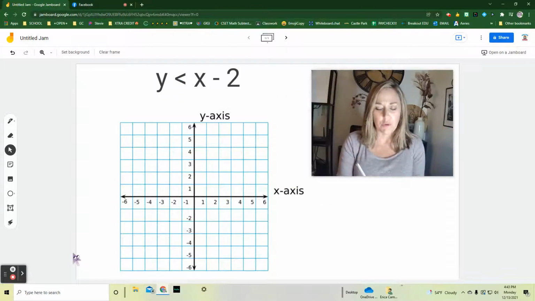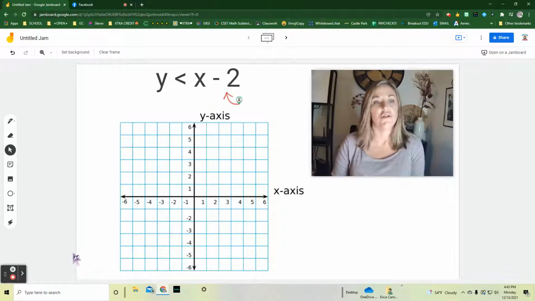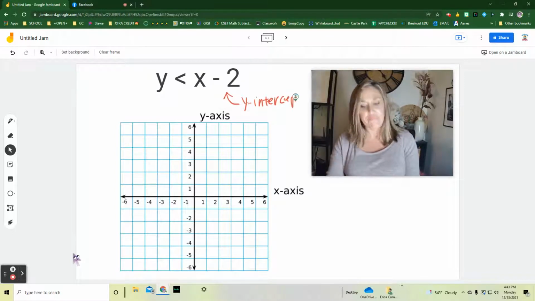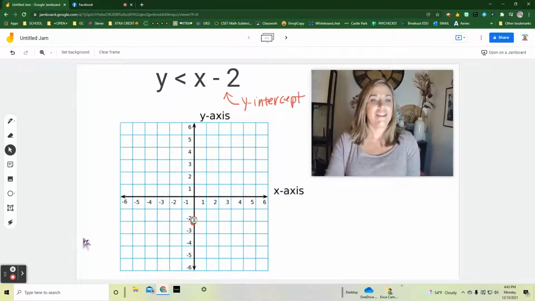If this were an equation and we were graphing it, I would tell my students to start right here at the y-intercept. That's where the graph crosses the y-axis. So I'll put a dot at -2 on the y-axis.